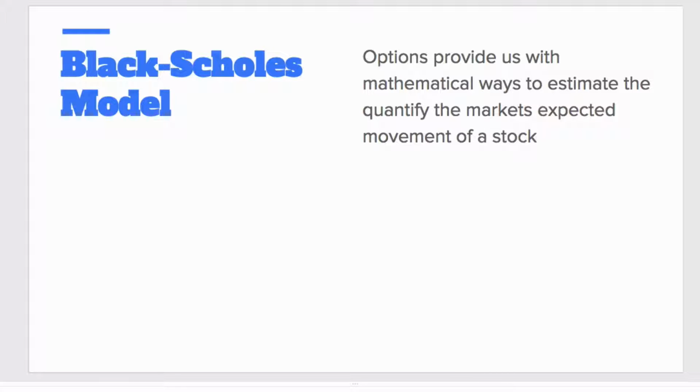But this is all you really need to understand, because the beauty of these trading platforms is that it's all built in for you. The basic idea behind the Black-Scholes model is that the options market allows us to quantify the market's expected move of a given stock. And it's quantified in terms of a normal distribution.